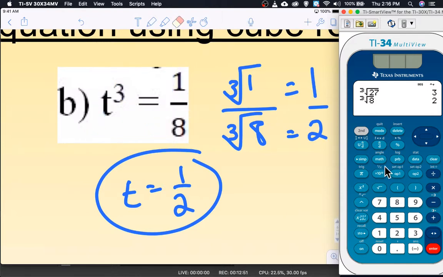1/2, and I can check this answer. Watch. If I plug in 1/2 for t, so 1/2. There's where we want the parentheses. Okay, so 1/2 cubed. I put it in parentheses so it didn't just put the 3 on the 1 or the 3 on the 2. The whole thing is cubed, and that equals 1/8. So that's a way you can actually check your answers as you're going through, is see if it works.